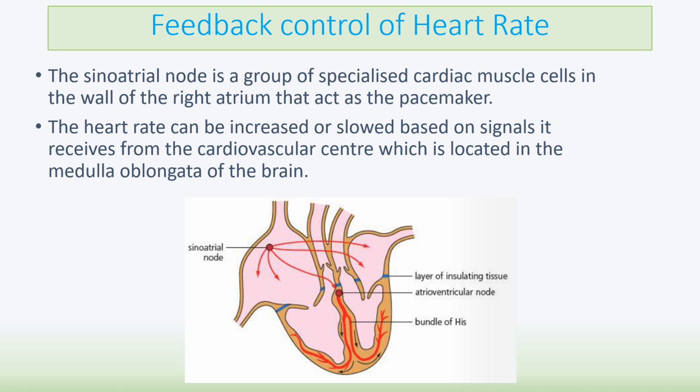So how is this controlled? Well, the sinoatrial node, as I said, allows the heart to be myogenic, and it is a specialized group of cardiac cells that allow it to act as a pacemaker. But it can be increased or slowed down due to information from the medulla oblongata in the brain.